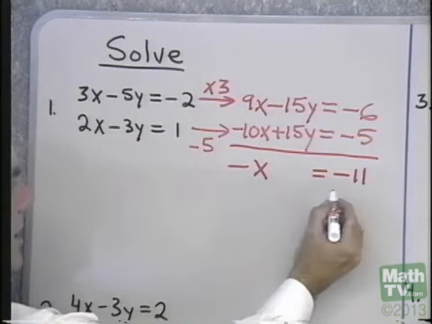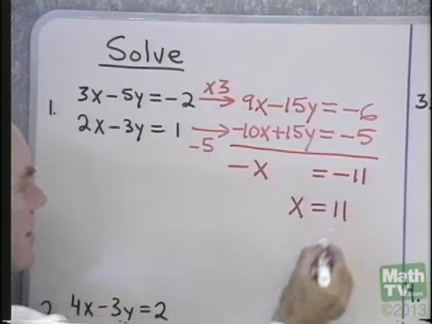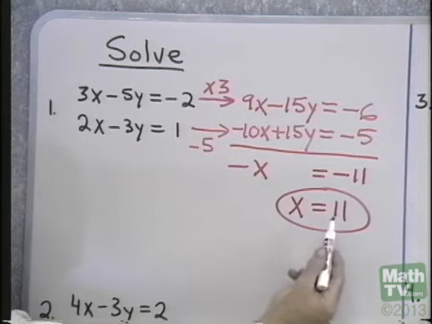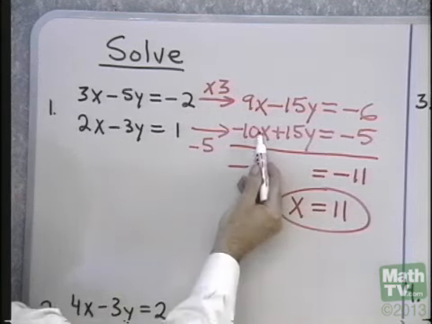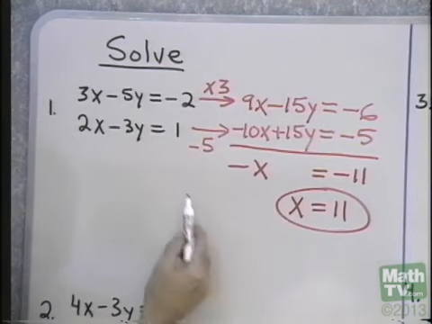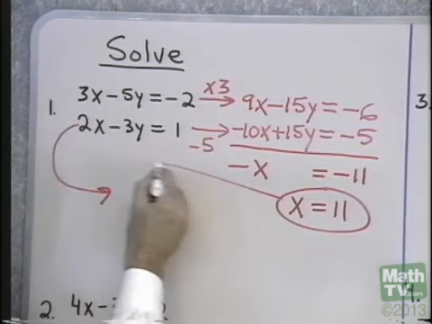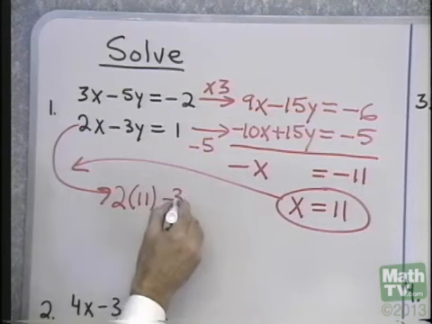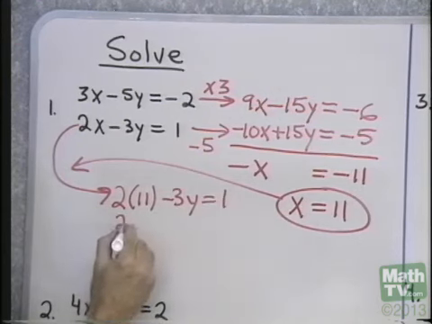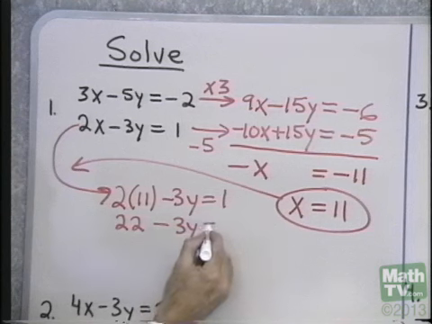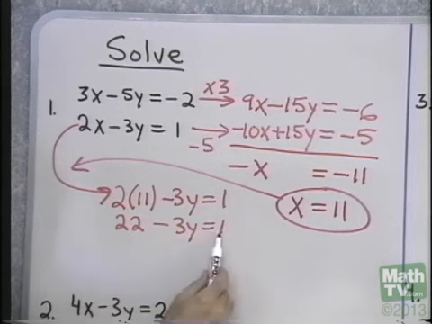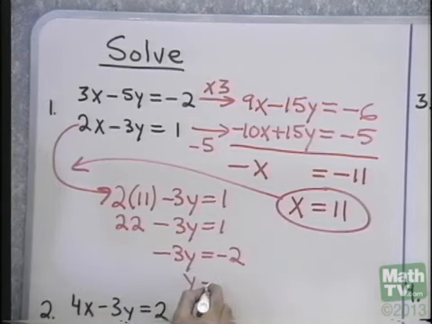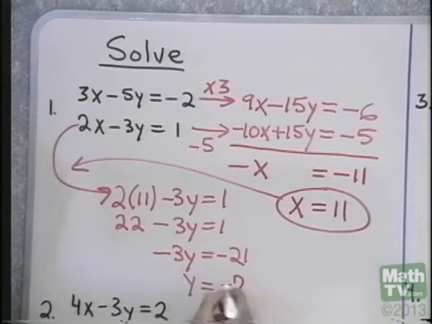Now, if I multiply both sides by negative 1, I end up with x equal 11. Now, that's the x-coordinate of the point of intersection of these two lines. To find the y-coordinate, I'll take this 11 and substitute it back in for x in any one of these original equations. Let's try this equation. So I'll substitute x equal 11 back into this equation. I'll have 2 times 11 minus 3y is equal to 1. That's 22 minus 3y is equal to 1. I'll add negative 22 to both sides and have negative 3y is equal to negative 21. So y will be equal to negative 7.